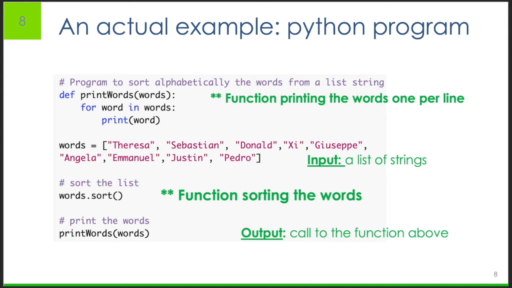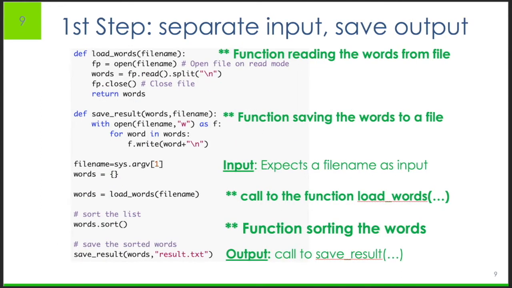Then you have the function that actually sorts the words. In Python it is the sort method. And then you want to print the words, right? So you have a function that prints the words that have been sorted. So the first thing that you have to do if you want to import your program is to separate the input and save the output, because otherwise it cannot work.